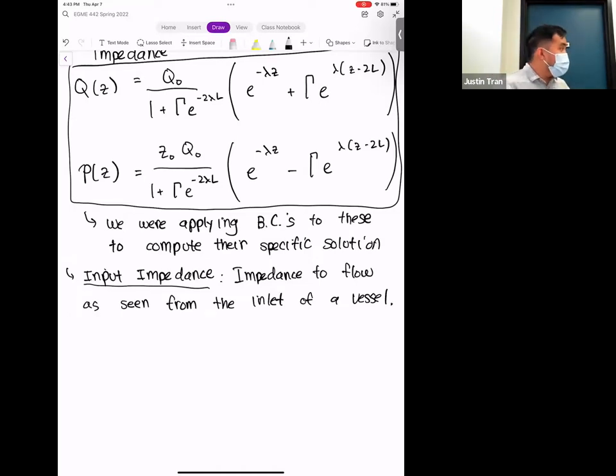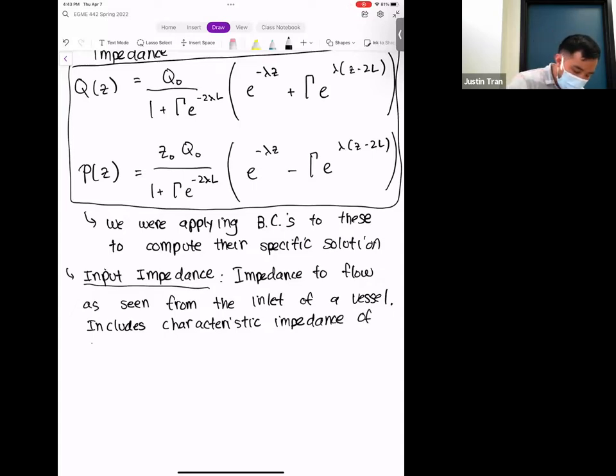This input impedance includes everything. So this includes the characteristic impedance of the vessel of interest, as well as all the terminal impedance as well.